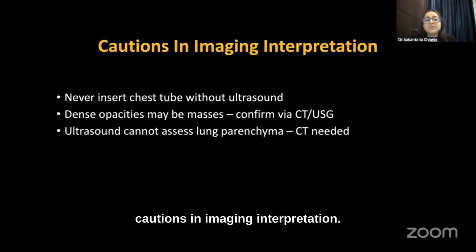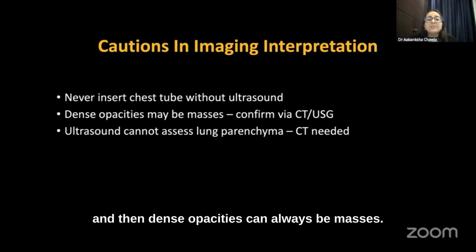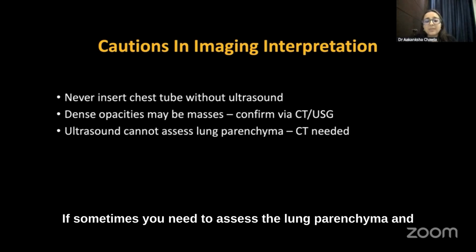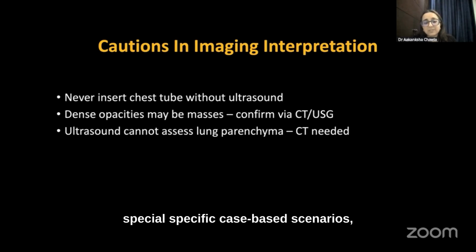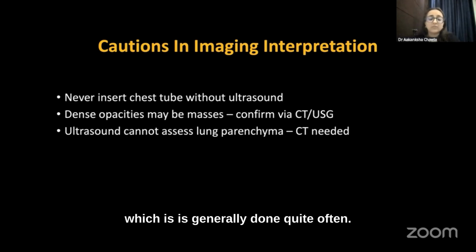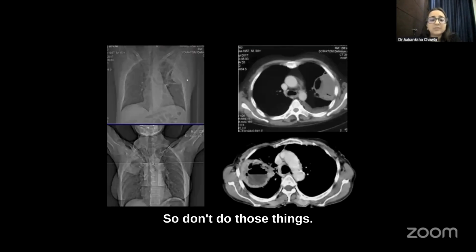Again, cautions in imaging interpretation: never insert a chest tube without ultrasound, never be in a hurry, first of all. And then dense opacities can always be masses, so you confirm with a CT or an ultrasound. Sometimes you need to assess the lung parenchyma in specific case-based scenarios, so you should do a CT to rule out. Never be in a hurry, if you've seen a massive effusion, to just put in a chest tube, which is generally done quite often. So don't do those things.